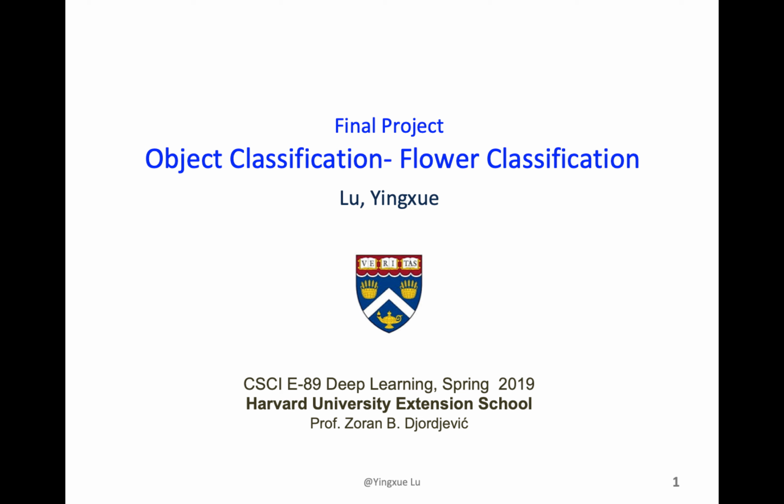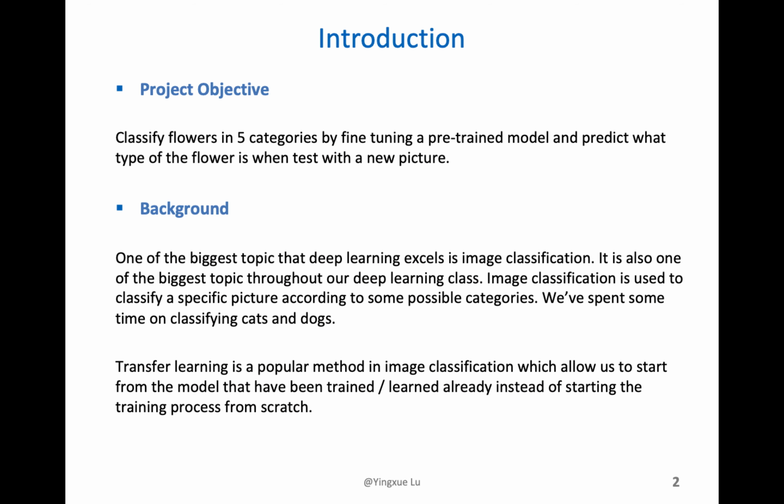My final project's topic is object classification, focused on flower classification. The goal of my project is to classify flower pictures into 5 different categories. I used the fine-tuning method and retrained an existing model. Then once I finished retraining the model, I uploaded some new test images to see the model performance. And the model can tell me what kind of flower it is.